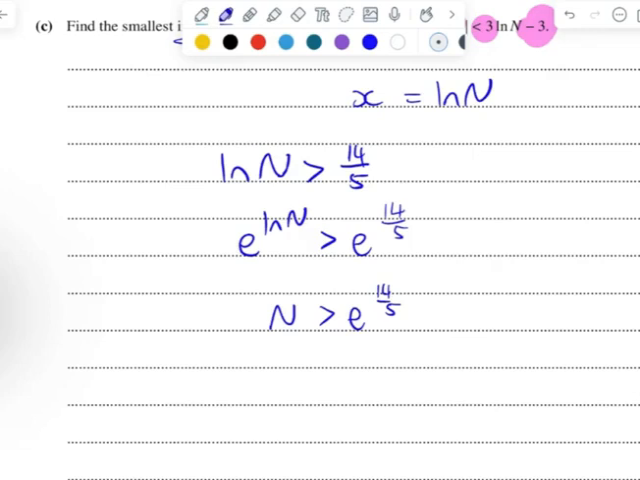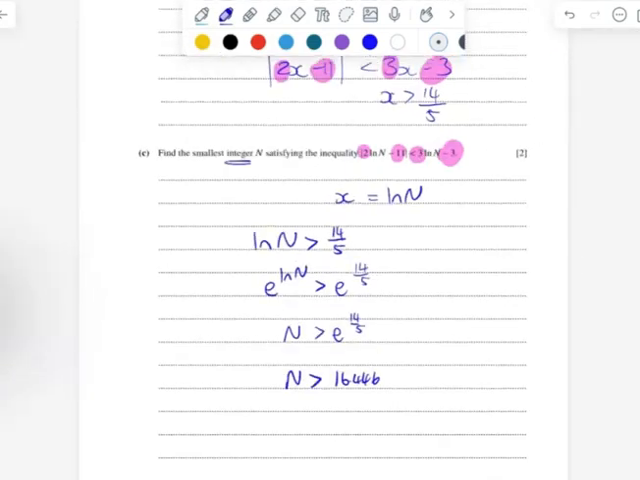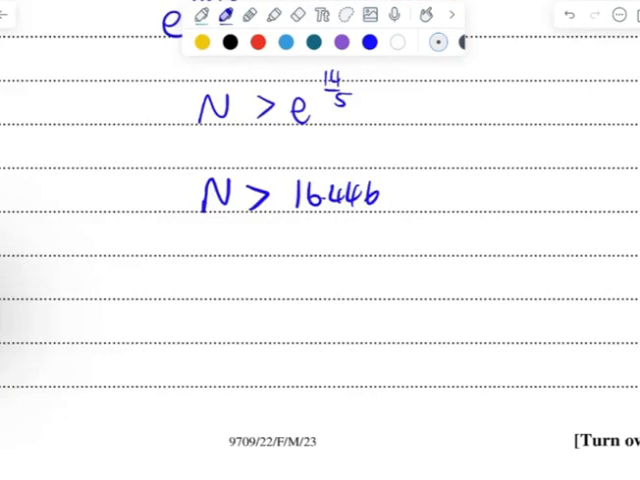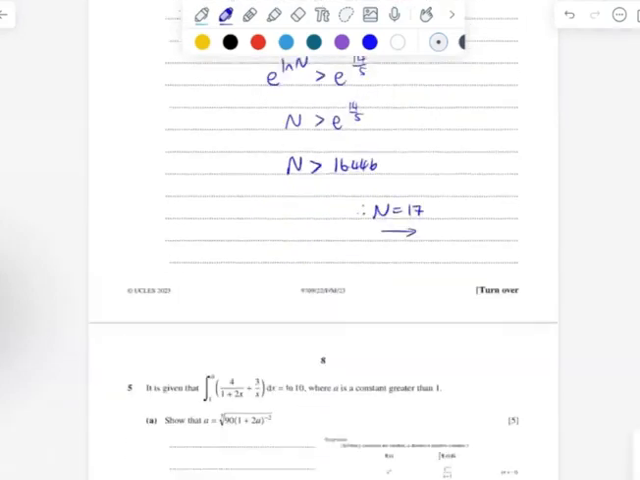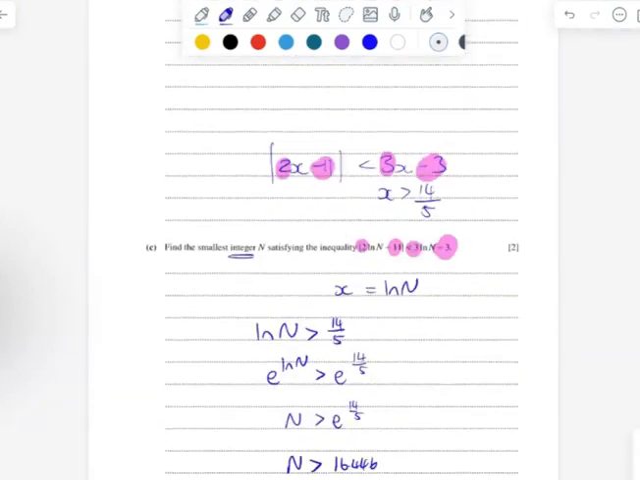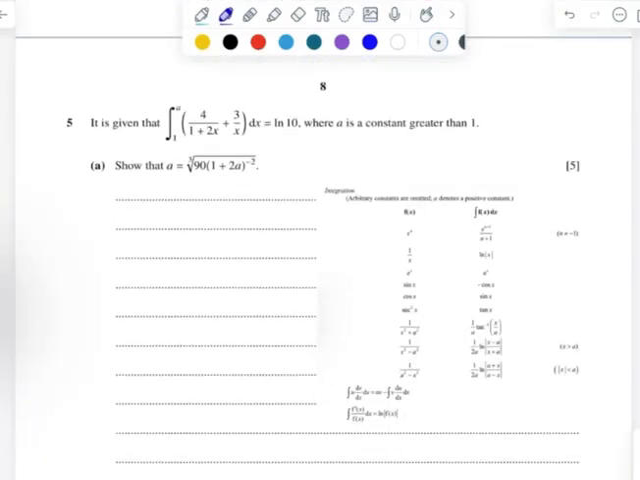Okay, e to the power of 14 over 5. So n must now be greater than 16.446. They want an integer, so what's the smallest integer to satisfy this? We know that it must be greater than 16. The next integer greater than 16 is 17. Okay, all of these papers are full of lots of tricks. The more you do, the easier they become, but definitely worth practicing.